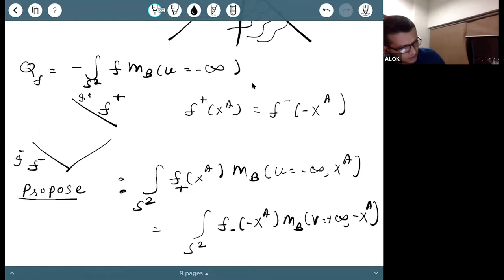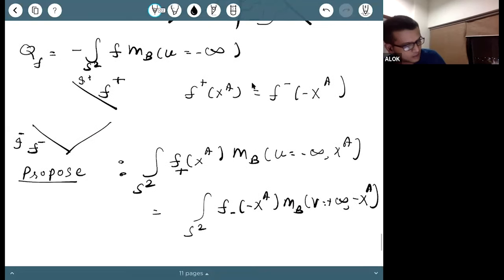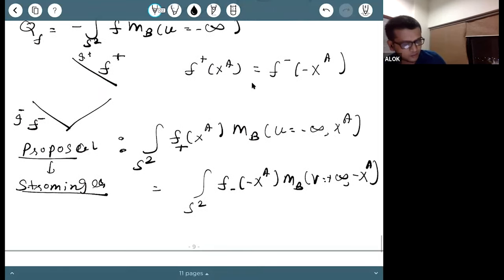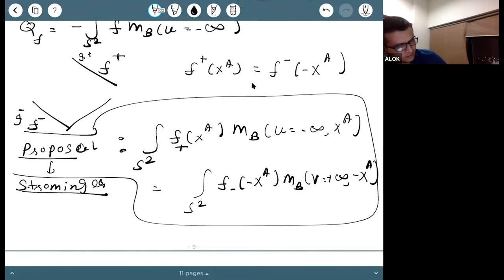So this is a proposal that Strominger gave, and as we will see in lecture two by Monica, this really was inspired by some soft constraints in scattering amplitudes. But what we want to see in this lecture is the validity of this proposal in classical theory. So that's what we are trying to understand.